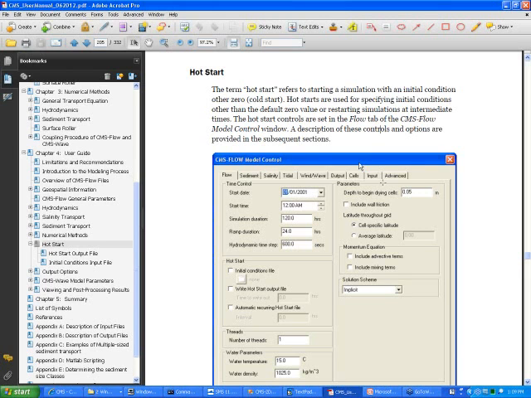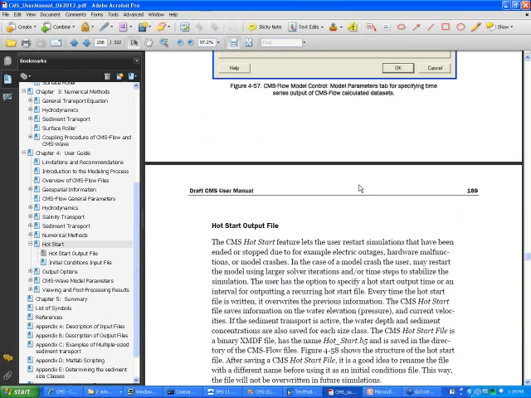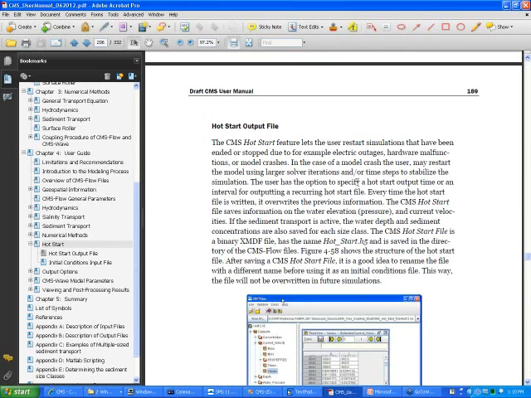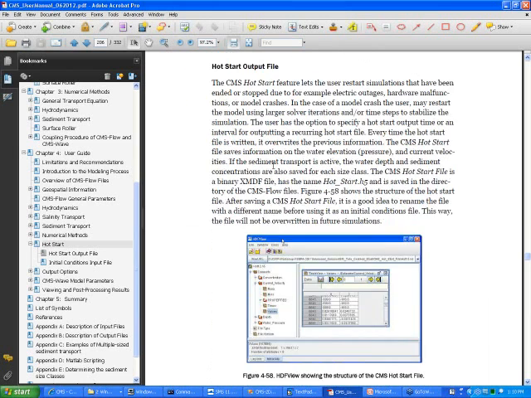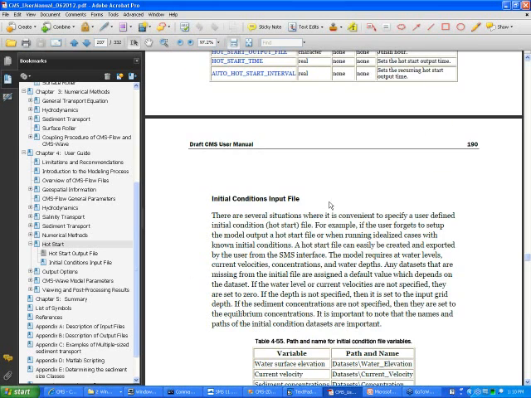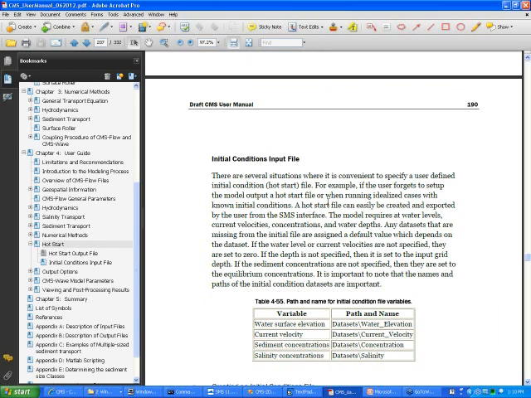And you can make that file yourself if you have a known initial condition, which you rarely do unless it's an idealized case, or if you have the results from another model that you can use to generate the initial conditions file. How to do that is described in this section. It tells you what the variable names are that need to be stored in that file and the path where they need to be stored.